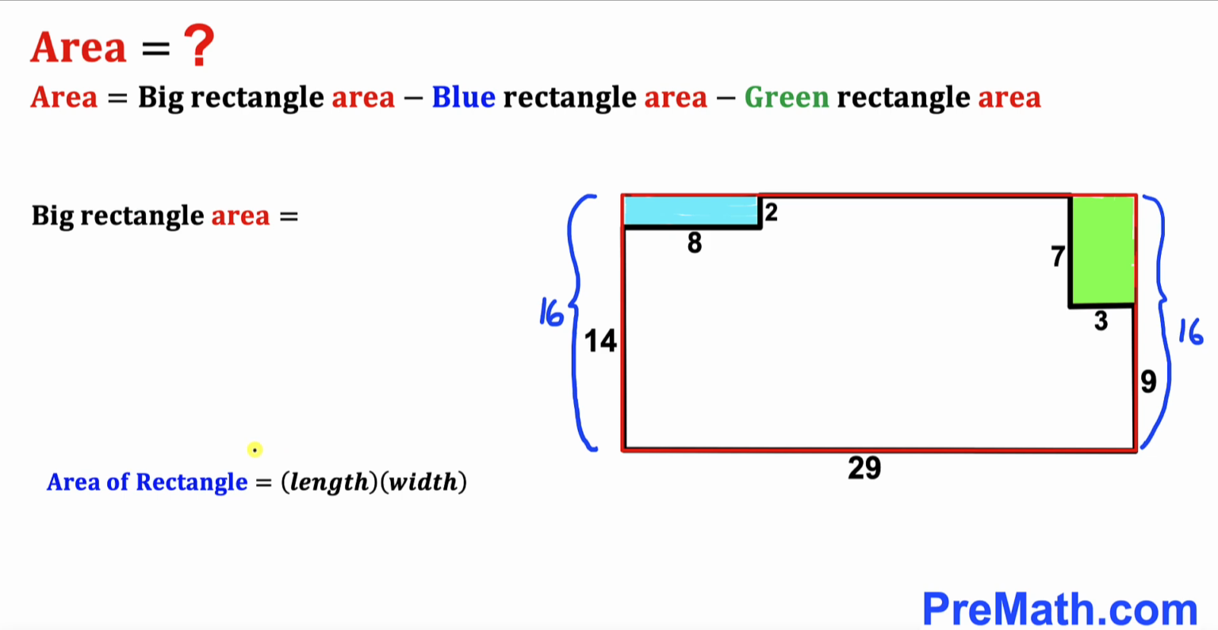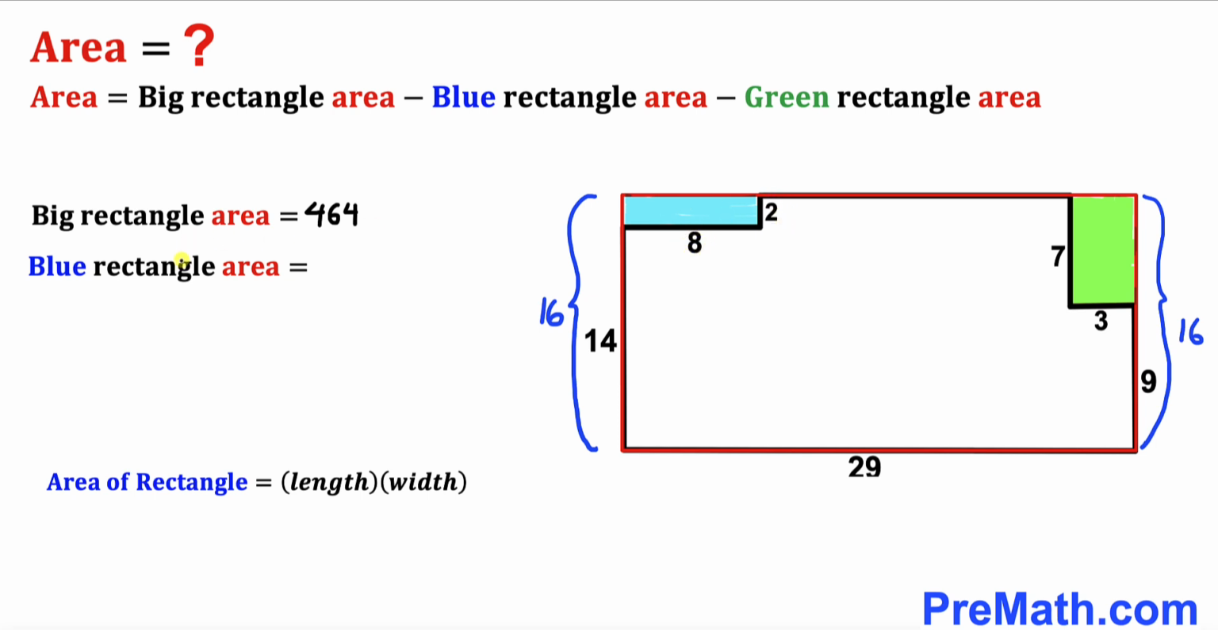And now we are going to calculate the area of this big red rectangle. Let's recall the area of rectangle formula. Area equals length times width. In our case, our length is 29 and our width is 16. So therefore, the area of this rectangle is going to be 29 times 16, and that is going to be equal to 464.